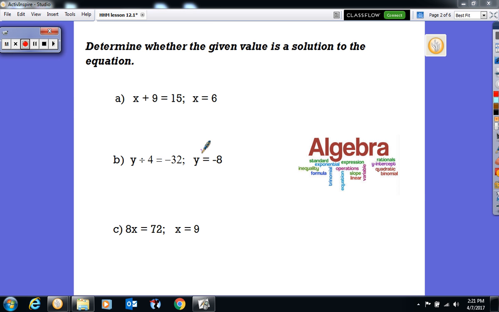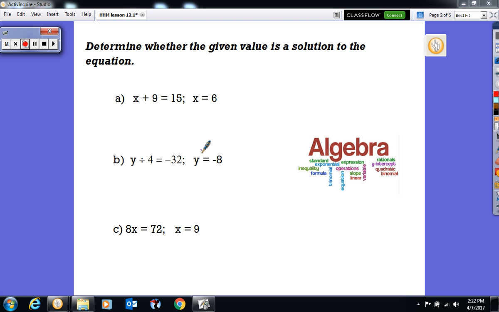Introduction to Equations. So we're going to determine whether the given value is a solution to the equation. Next week, on Monday and Tuesday, we're going to work on solving for the given value that makes the equation true. But today, we're just going to focus on writing the equation from the word problem and checking the solution to see if it works.